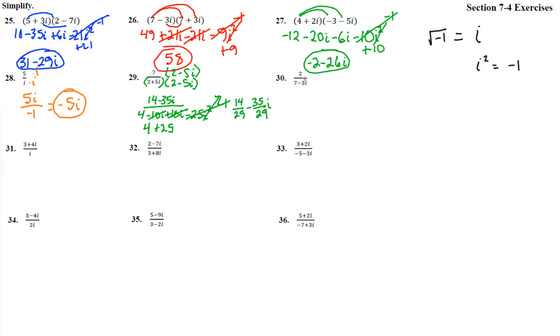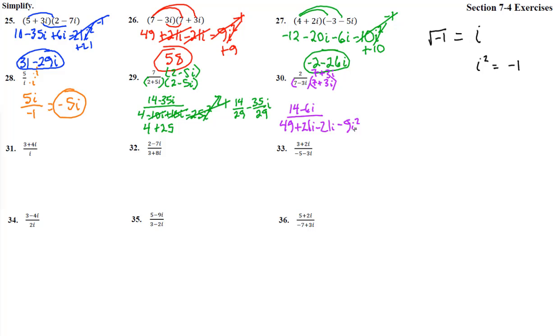Good. Number 30. Again, we're going to multiply by 7 plus 3i. That's the complex conjugate, 7 plus 3i here. And so we get 2. Well, let's go ahead and multiply that in. 2 times 7 is 14 minus 6i all over 7 times 7 is 49 plus 21i minus 21i, and then minus 9i squared. Okay, so what does that lead to?